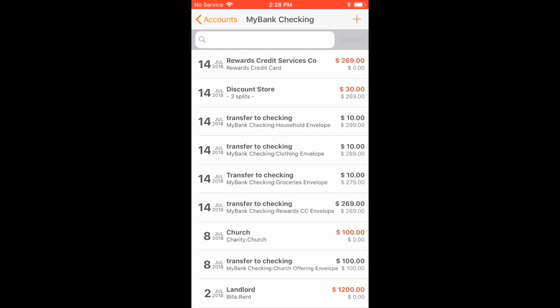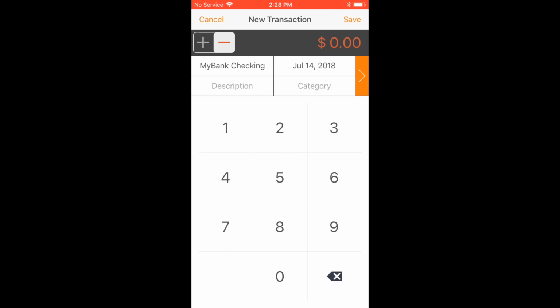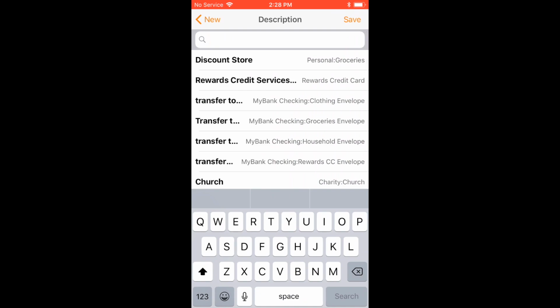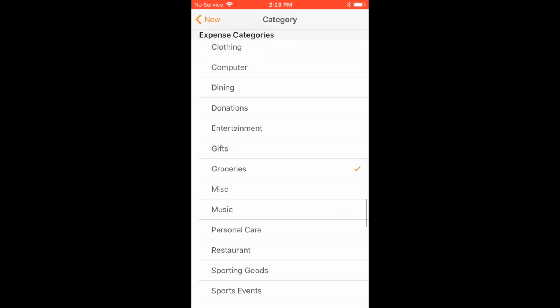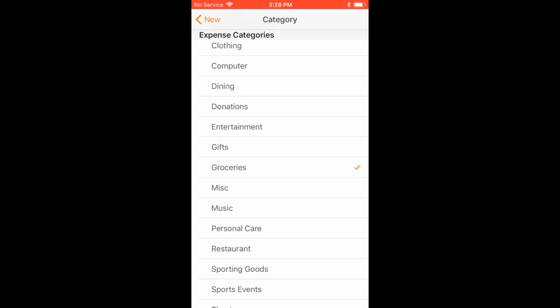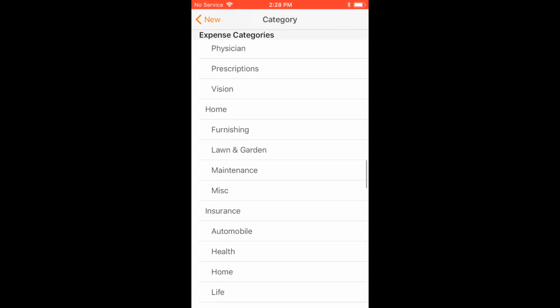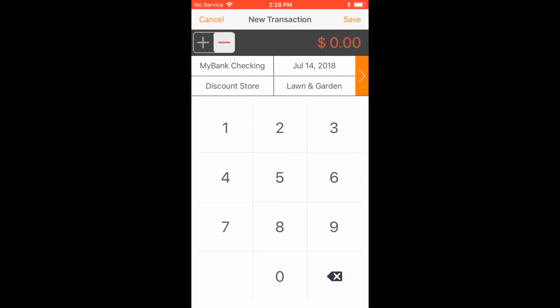So we're going to go into the checking account, and let's say top right corner we click the plus button there, and we're at the discount store. Right there at the top, discount store, and it has a memorized entry from the last transaction where you bought groceries. So we can click that and change that to maybe you bought something for your house, so it's a household expense. We can scroll up here, and we bought lawn and garden stuff. So we bought maybe some grass seed, and we spent $25.